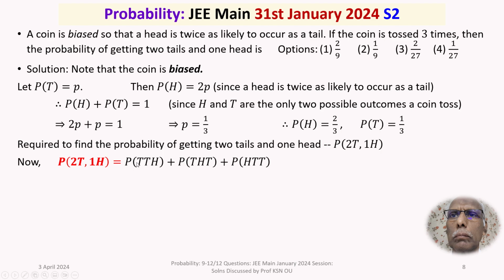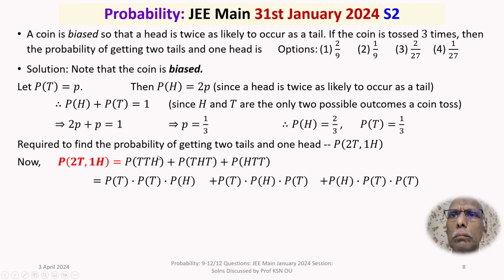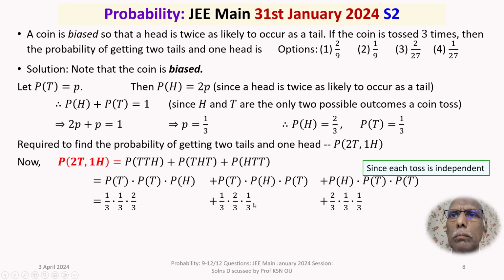Therefore, probability of TTH plus the probability of THT plus the probability of HTT. That is equal to the probability of T multiplied by probability of T multiplied by probability of H plus similarly the others can be written, because they are independent. So the probability of T we write 1 by 3, probability of H we write 2 by 3. Each toss is independent, therefore it will be like this. Write down: 1 by 3, 1 by 3, 2 by 3 plus 1 by 3, 2 by 3, 1 by 3 plus 2 by 3, 1 by 3, 1 by 3.